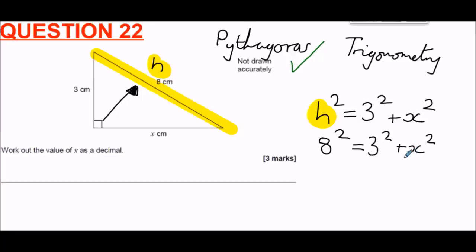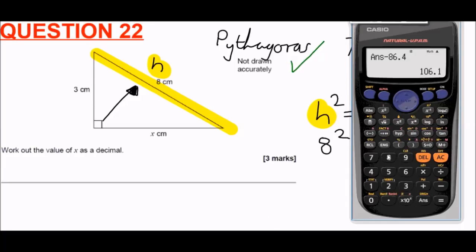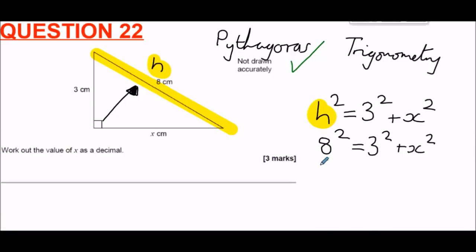We want to know what x is. We're not interested in the 3 squared. So we can either work out the squares now, or we can leave them as they are. But, you know, let's just work them out, why not? 8 squared equals 64. And so this one over here is the same as 64. 3 squared, 3 times 3, which is 9, plus x squared.